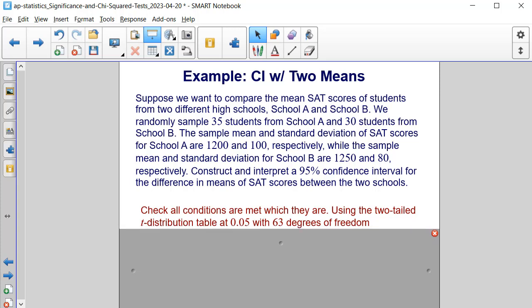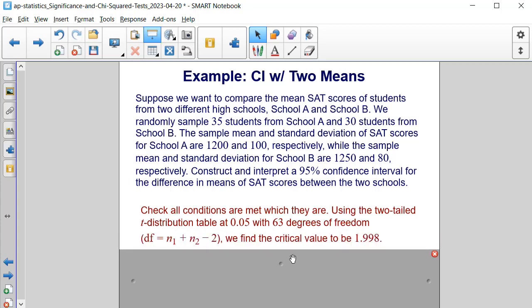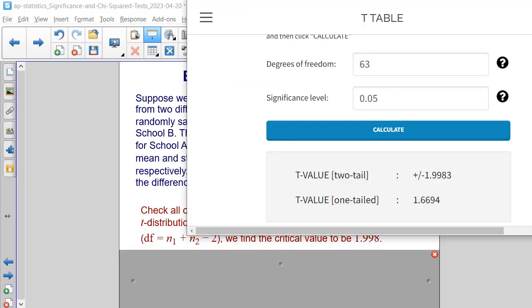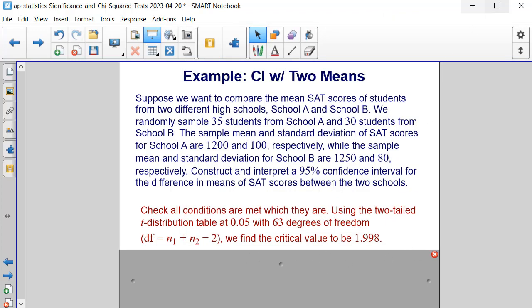And then using the two-tailed t-distribution table at 0.05 and 63 degrees of freedom, and remember that the 63 came from adding the two samples together, which gives us 65, and subtracting 2 from it. If we look at a table, or an online resource, we can type in the degrees of freedom, 63, and the significance level, 0.05, and calculate, and we get that the two-tail t-value is about 1.998. So that's what we have for that critical value.